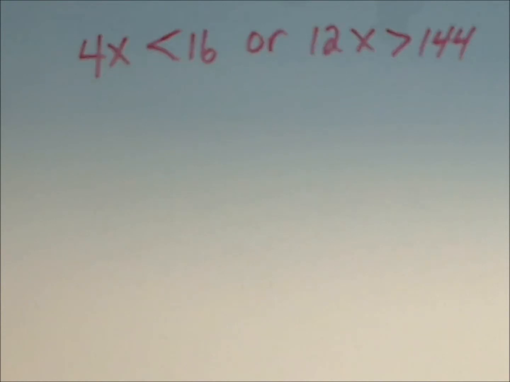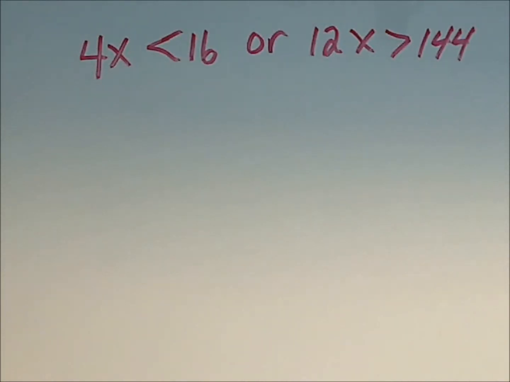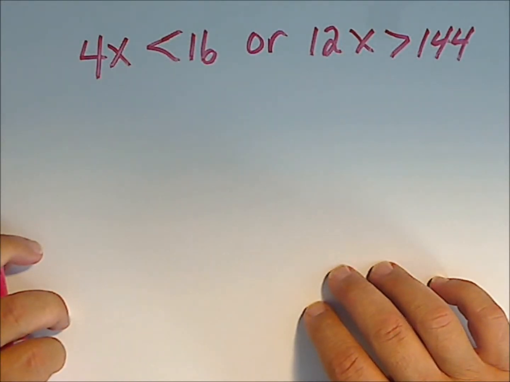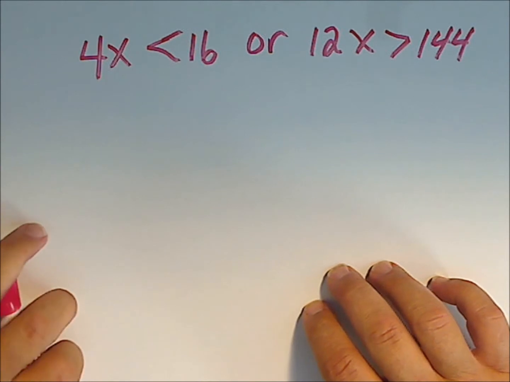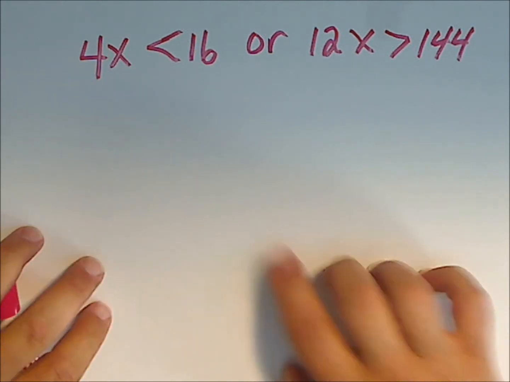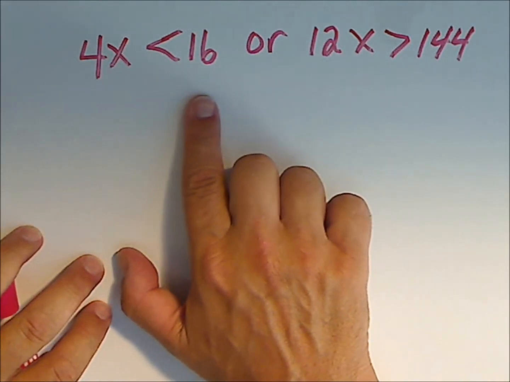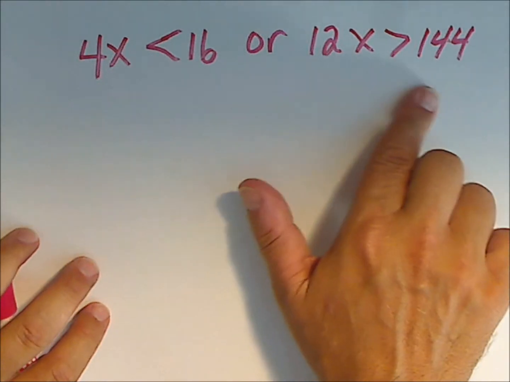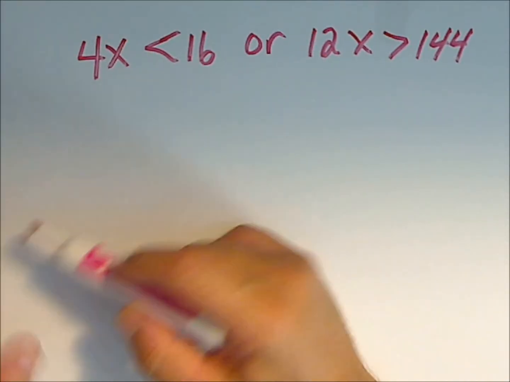Okay, here's our "or" group of inequalities. And we have 4x has to be less than 16, or 12x has to be greater than 144. Let's go ahead and solve these.